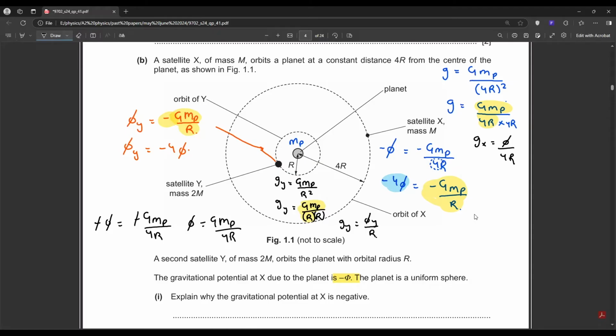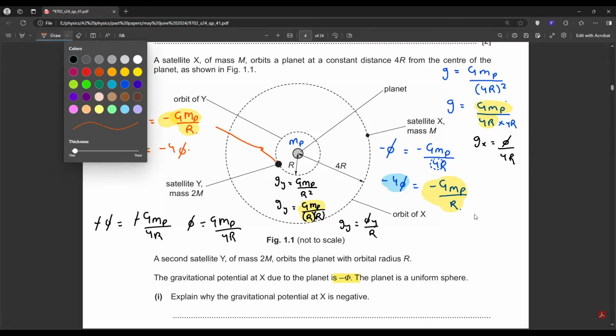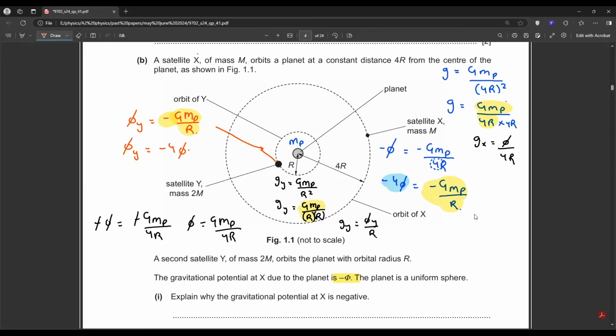First of all, positive capital G mass of the planet divided by r is equal to negative phi. Why am I saying this? There is a little complication here that I want you to understand. Can you realize this is negative capital G mass of the planet divided by r? If I take the negative sign to the left hand side, phi of the planet y is equal to capital G mass of the planet divided by r. So you will put a negative here.